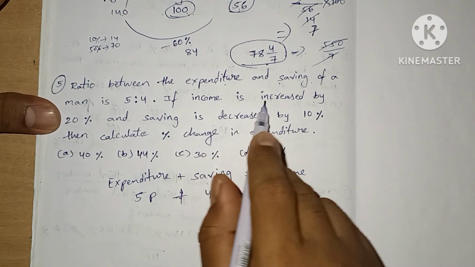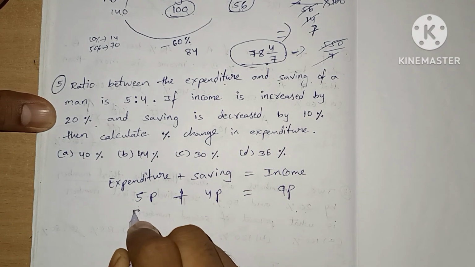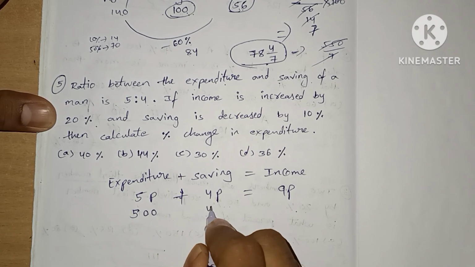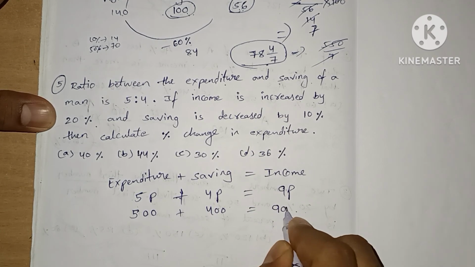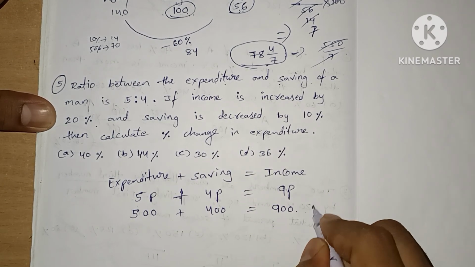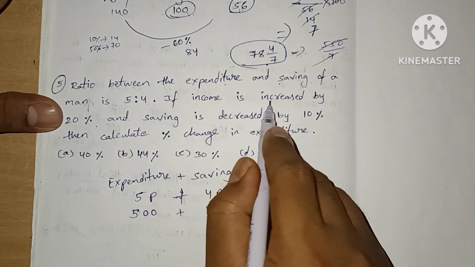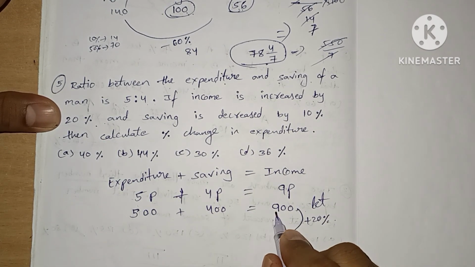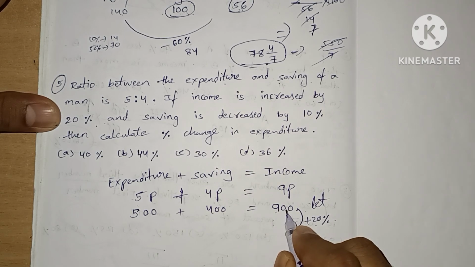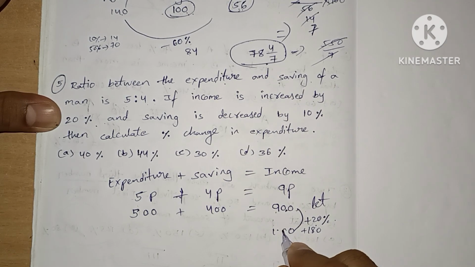If the income is increased by 20%, let us take an example: let it be 500, let it be 400, then the income is 900. Now it is saying the income is increased by 20%. For 900, the 10% value will be 90, so the 20% value will be 180. So plus 180, which will be 1080.